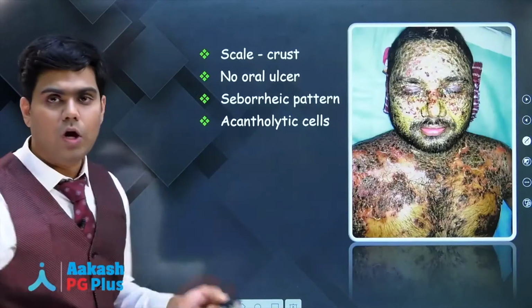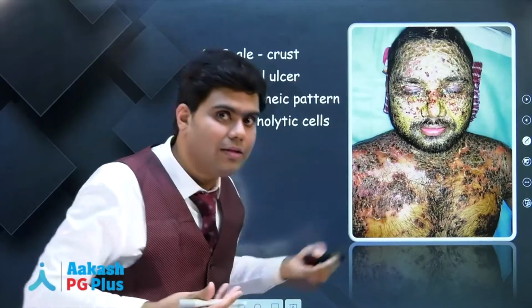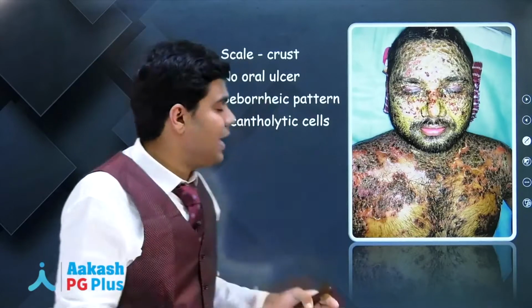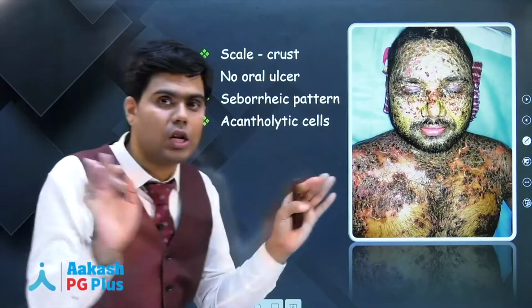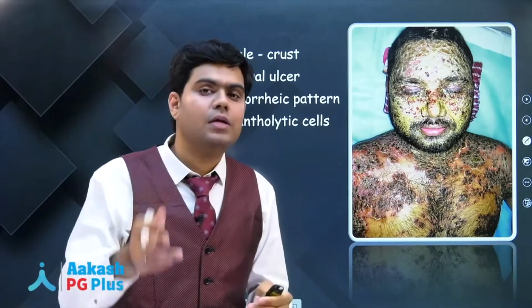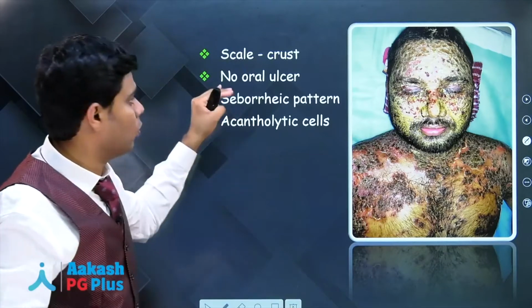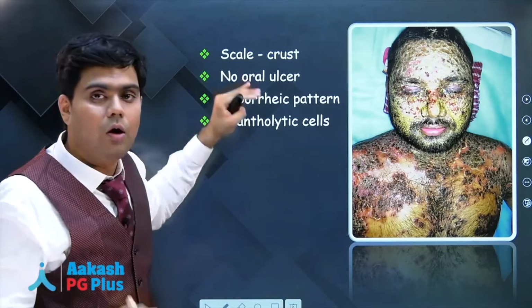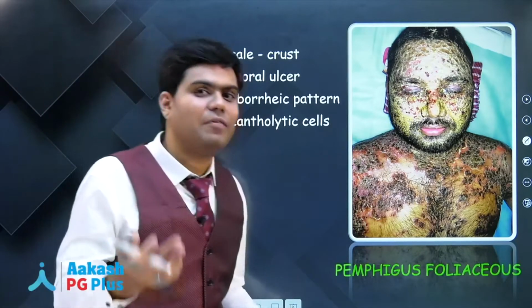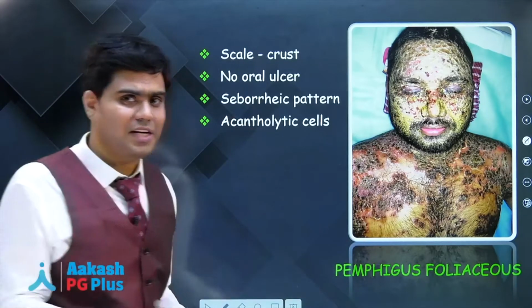Right. Moving on, we have scale crust in seborrheic pattern, upper chest, face and scalp, and we have no oral ulcers, but we have acantholytic cell. The moment you hear acantholytic cell, think of pemphigus, but no oral ulcers, no bulla, only scale crust. So it is pemphigus foliaceous. Right. Now you are confident.